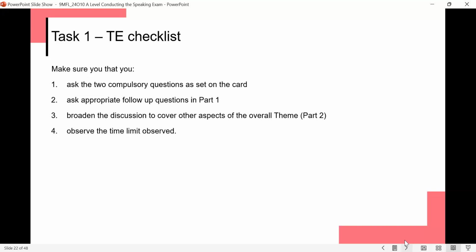A student who doesn't understand the question, and keep in mind the questions will be very closely related to the bullet points on the speaking card, but a student who doesn't understand the question can ask you to repeat it. And if they ask you to repeat it, you are allowed to repeat it. And you can actually repeat it twice. They can ask, can you repeat it? No, I still don't understand. Can you repeat it again?